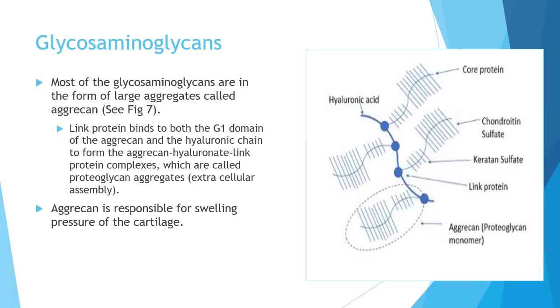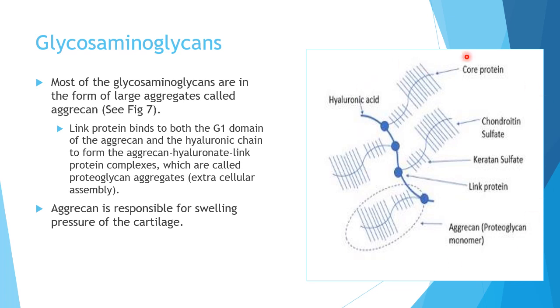When we talked about the cartilage extracellular matrix, we said that it has water, collagen, and glycosaminoglycan or proteoglycan. So in this slide, we're going to speak about glycosaminoglycan and proteoglycan and what is the difference between them, because there's lots of people who are confused between the difference of glycosaminoglycan and proteoglycan. We're going to illustrate this in this slide.